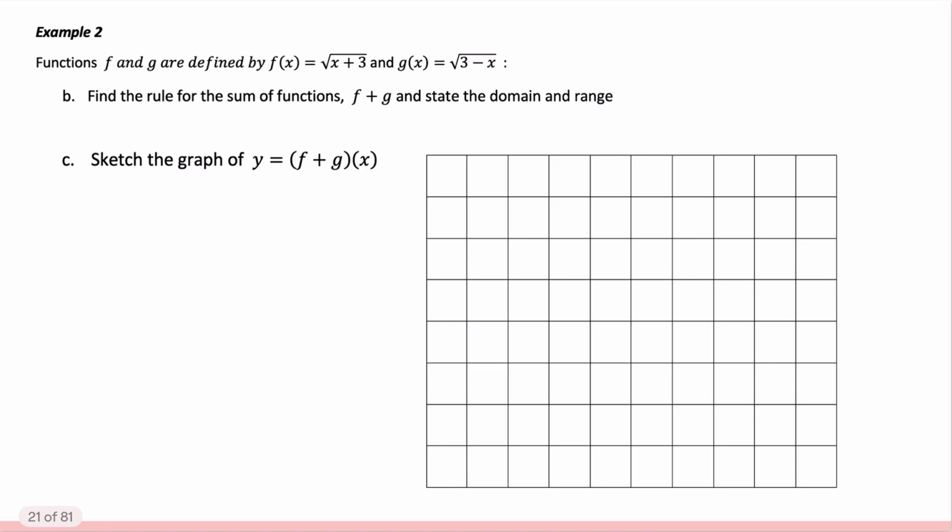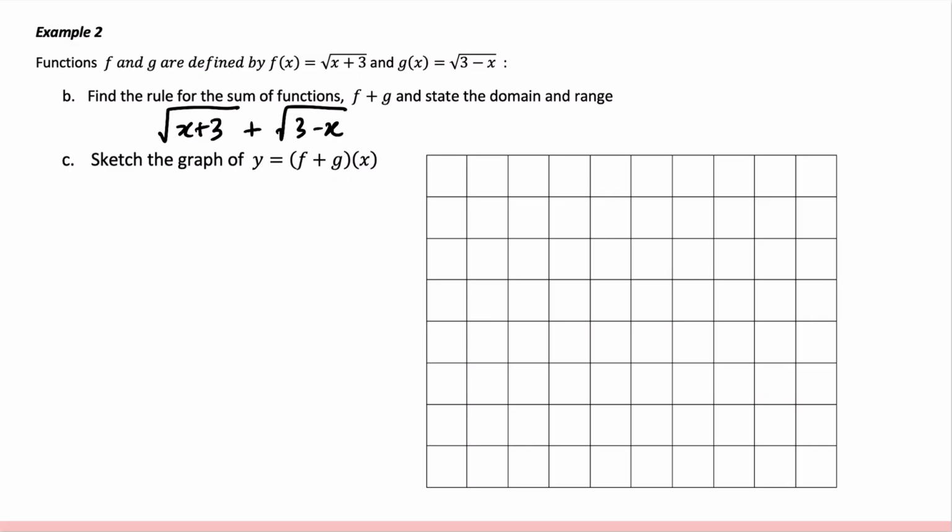All right, so for part B, it's asking us for plus. So it's good that we notice it's not the exact same function. This time they want us to find the rule for the sum of functions and to state the domain and range. Now, to find the rule, we just need to add the two functions together. Now, this is where it's kind of tricky because we actually don't know what this looks like. I have no idea what this function looks like. It's not a function that you need to know.